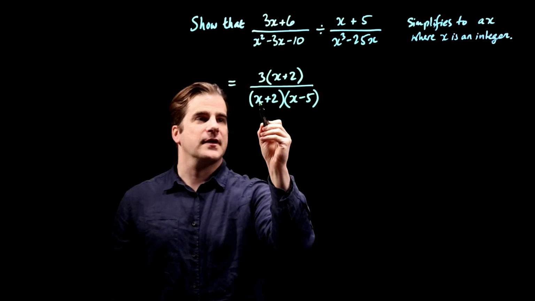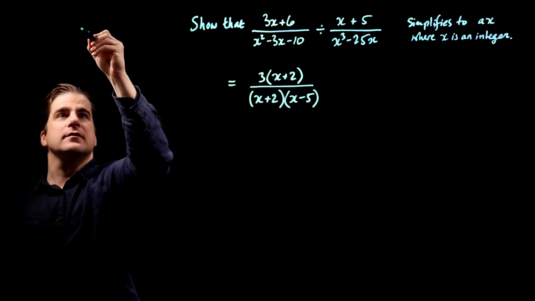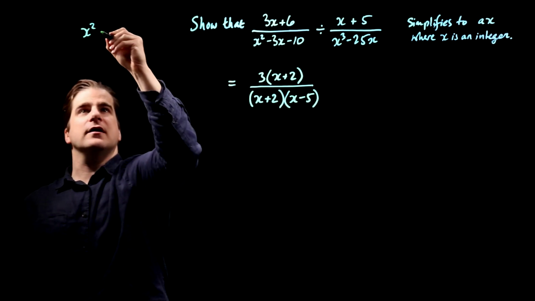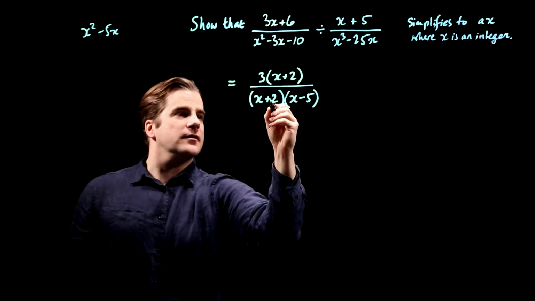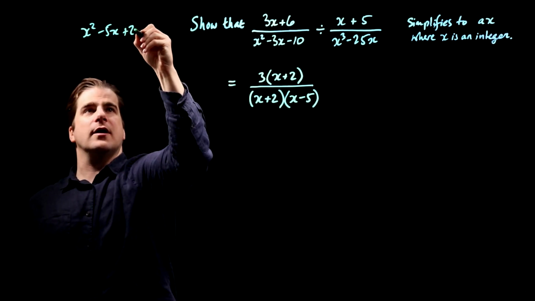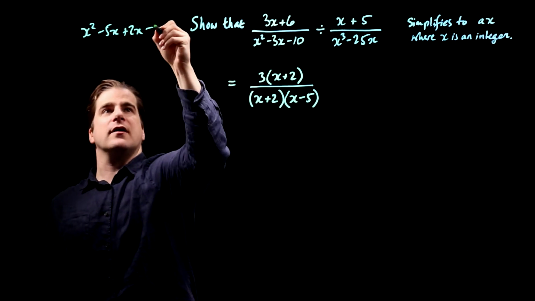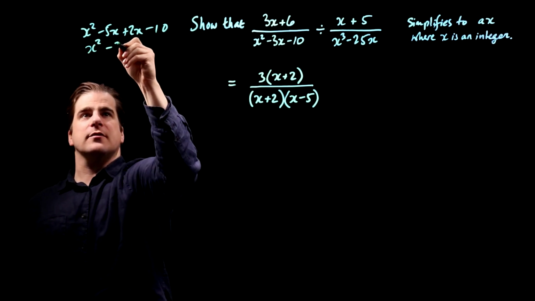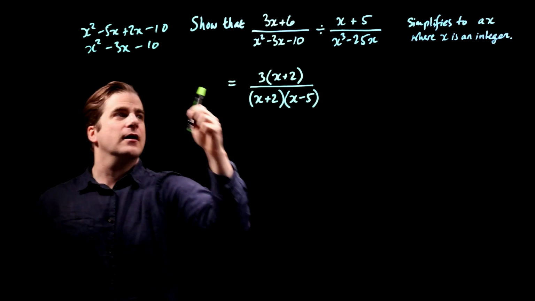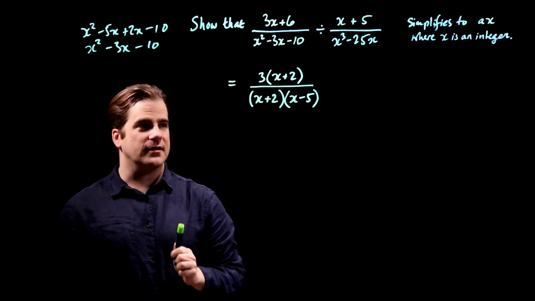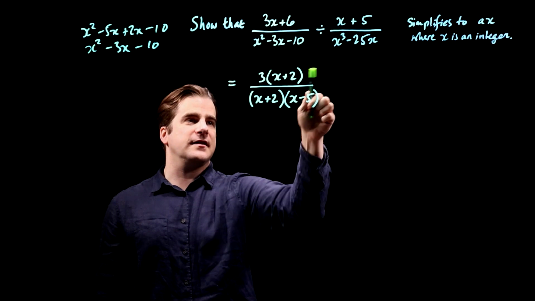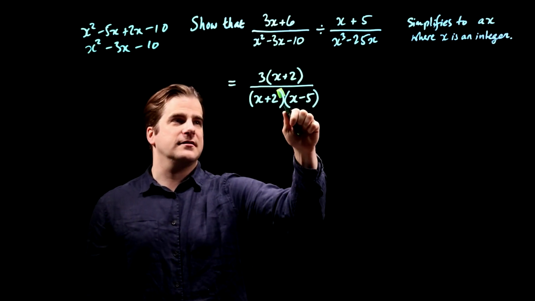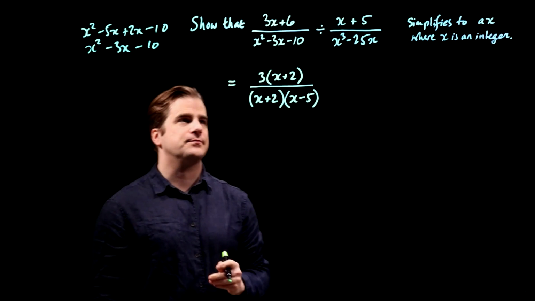So let's see. Let's do it over here. So x times x is x squared. X times minus 5 is minus 5x. 2 times x is plus 2x. And plus 2 times minus 5 is minus 10. So that's x squared minus 5x plus 2x is minus 3x minus 10. Oh, what a surprise. I was right. Like I say, they always set these up so that these brackets cancel after you've factorized.